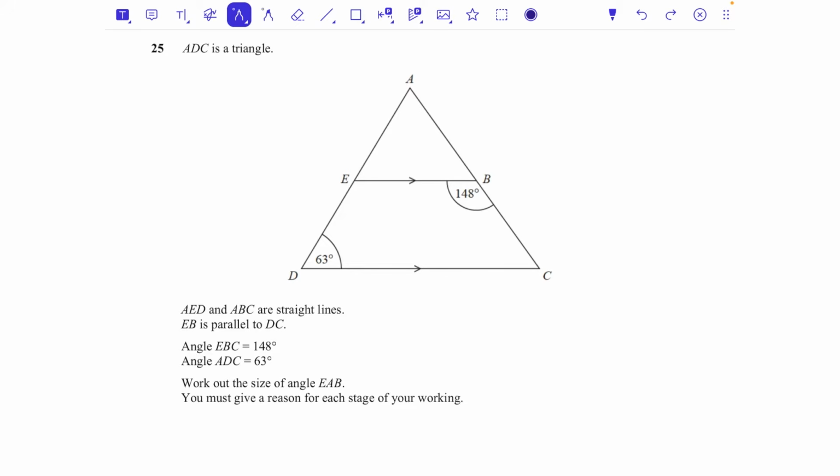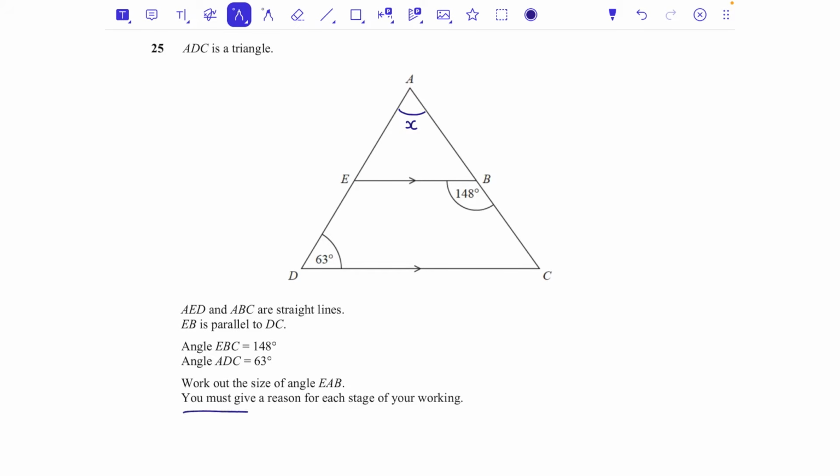Work out the size of angle EAB. EAB is that one up there. If you go from E to A to B, the angle that is formed is that angle at the top. So that's what we're looking for. I'm going to pop an X there so we know that's what we're working out. You must give a reason for each stage you're working.